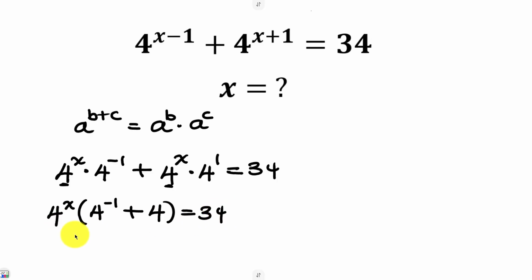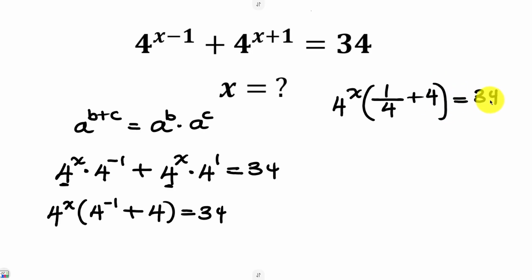Now let's simplify this further. We have 4 to the power of x, open bracket. Now this is an inverse. 4 to the power of negative 1 can also be written as 1 all over 4. And then plus 4, now close brackets, equal to 34. Good. So we have a fraction inside of this parenthesis. Now this is a fraction, but this is a whole number. Now I have to make this a fraction by putting it all over 1.